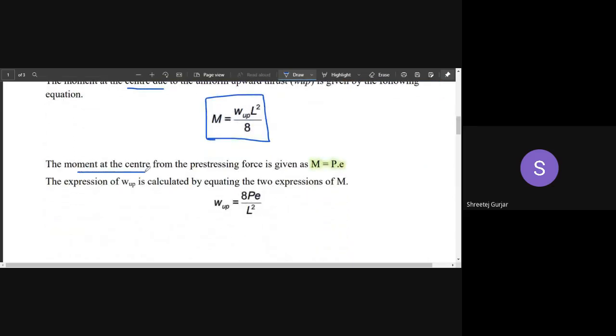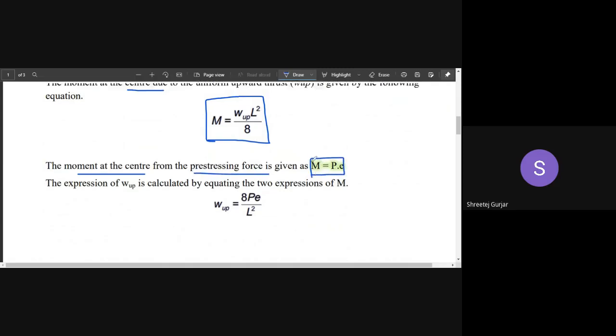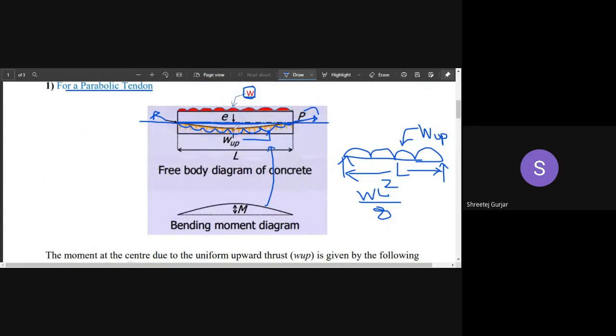Now the moment at the center from the pre-stressing force, that is P into E. We know M is equal to P into E. Let me just draw again. This is your cable which is going, at the center point, and this is your CGC. This is your tendon, and this is your eccentricity E. The moment generated at this point will be the pre-stressing force P into the perpendicular distance E.